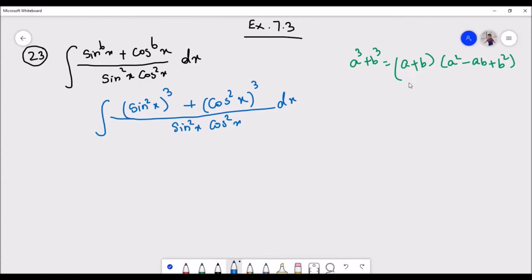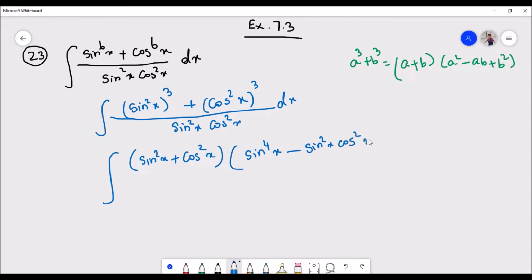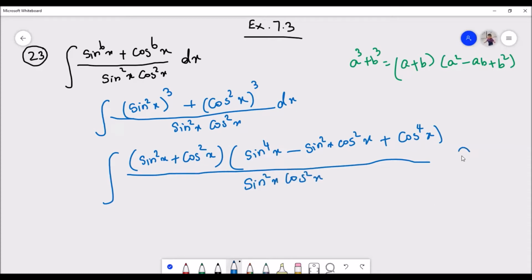So integration of a plus b, where a is sin^2 x and b is cos^2 x, so our term is (sin^2 x + cos^2 x) multiplied by a square, sin^4 x, minus ab, that is sin^2 x into cos^2 x, and the last term plus b squared, here b is cos^2 x whole squared, which is cos^4 x, whole thing divided by sin^2 x cos^2 x, with integration dx.